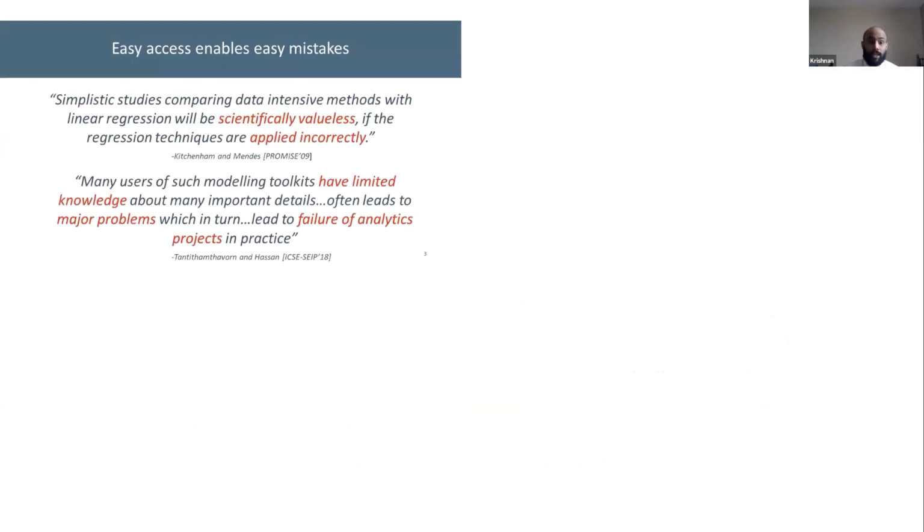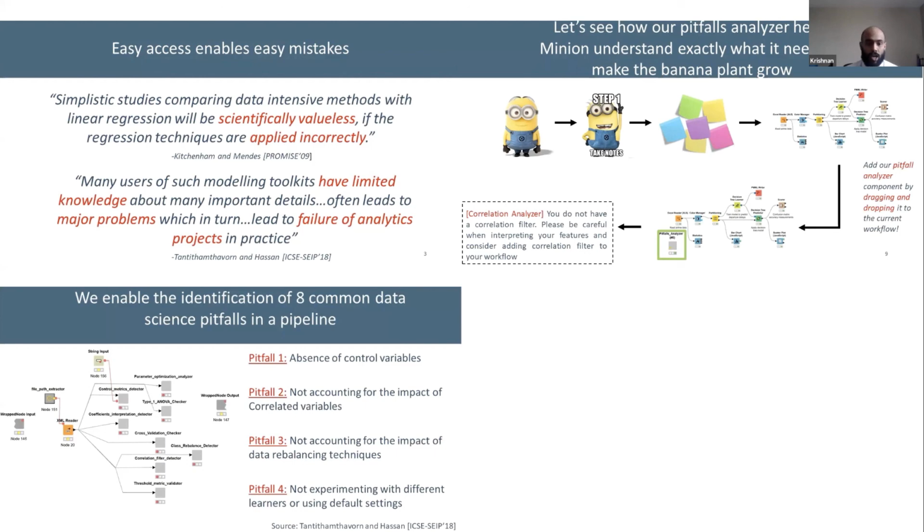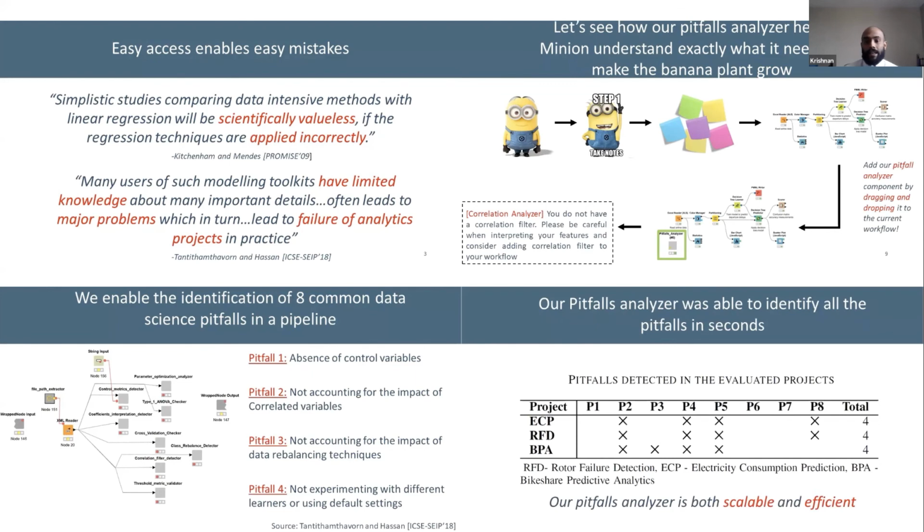So in summary, KNIME and tools like KNIME make the world an easier place to live in. However, in making it as easy as possible, we also invite easy mistakes to creep in, which I explained with how Minion R is a banana and how it might go wrong if it doesn't treat one of the pitfalls. We also saw the pitfalls that our component is capable of handling at this point. And I demonstrated that our pitfalls analyzer is efficient, automates the whole thing, and makes it scalable.